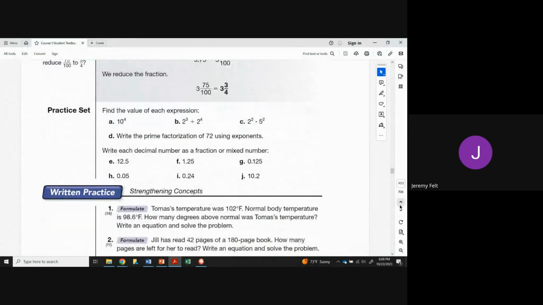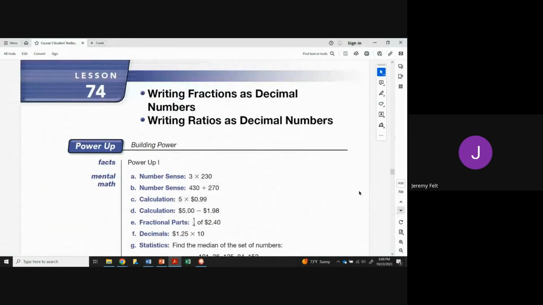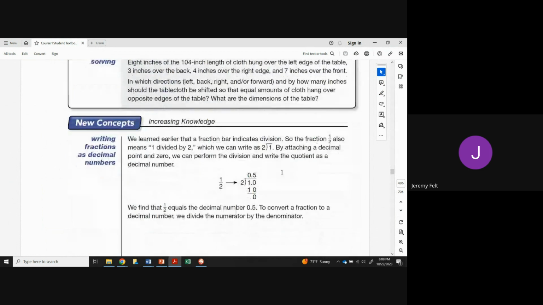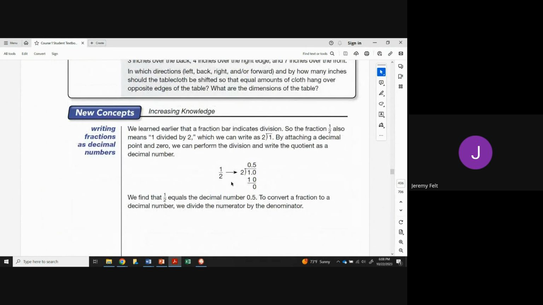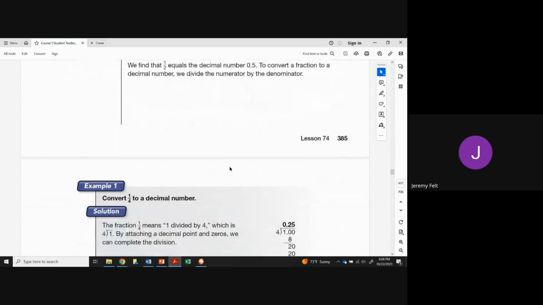All right, that practice set we will do together. Last one we're looking at is lesson 74, writing fractions as decimal numbers and ratios as decimal numbers. So again, if we just remember that a fraction is just division, 1 divided by 2, do that in calculator or by hand, whatever, not too difficult, we get 0.5. We just did the opposite of that last one, 0.5 to a fraction, which was 1/2.